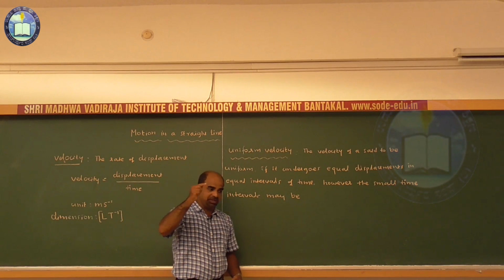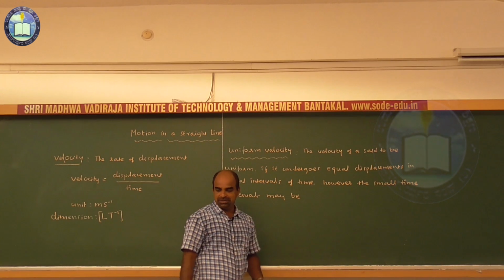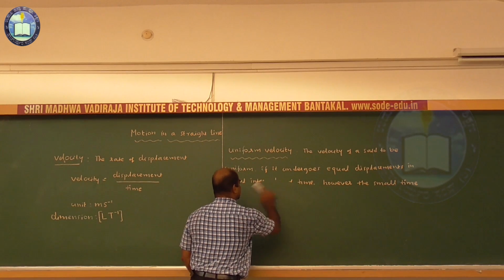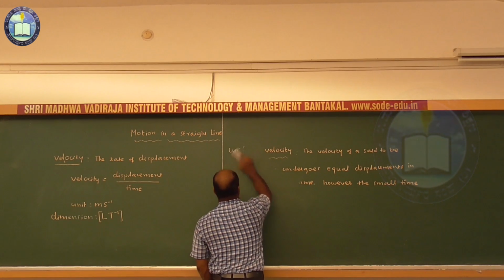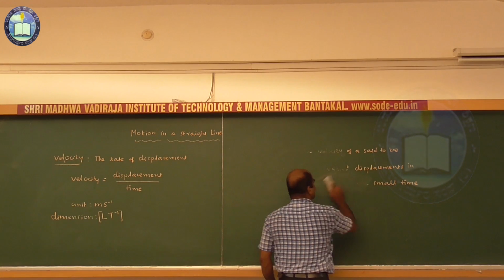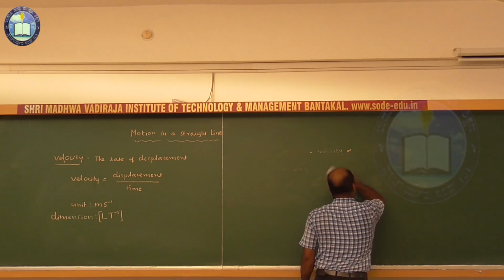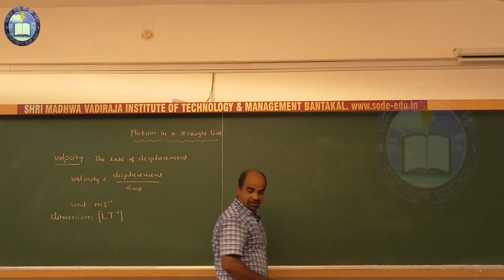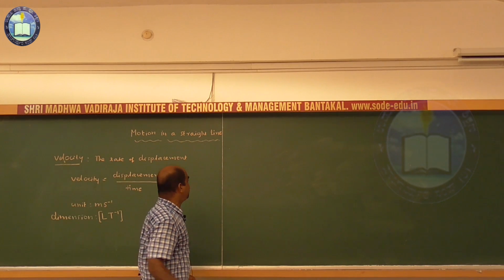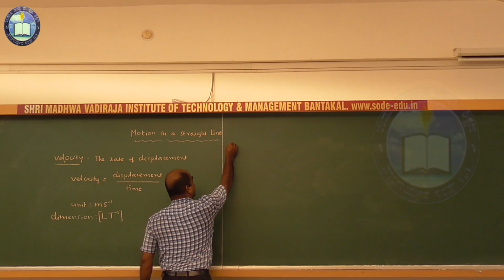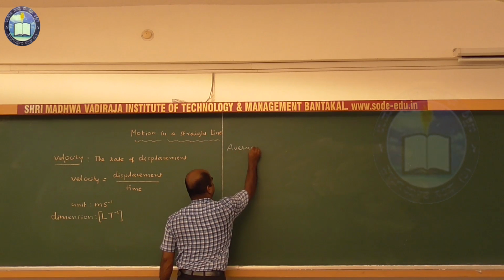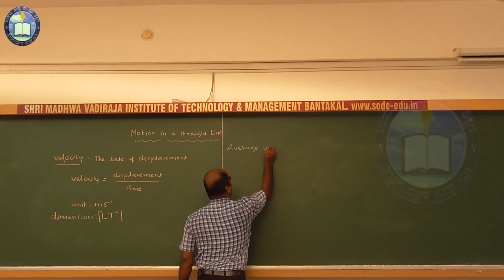When the velocity of the body is non-uniform, the motion of the body is described in terms of its average velocity. So my next topic is what? Average velocity.